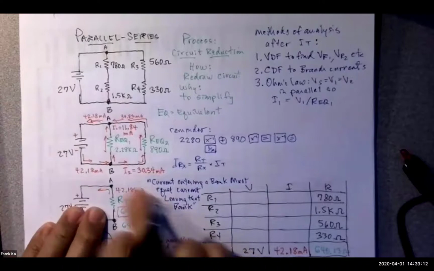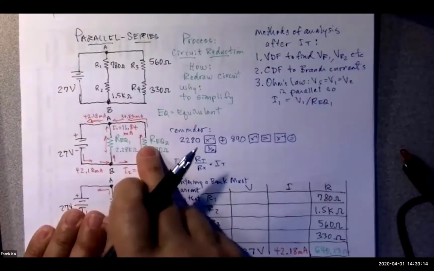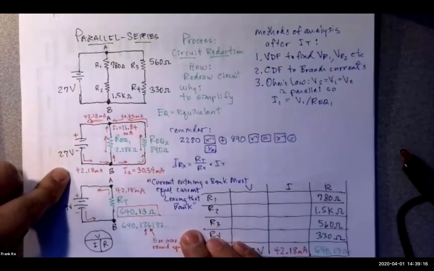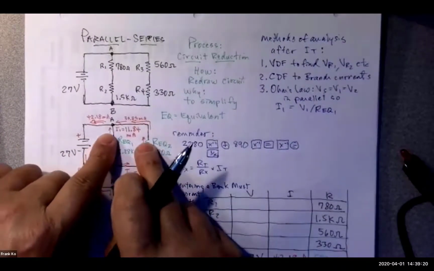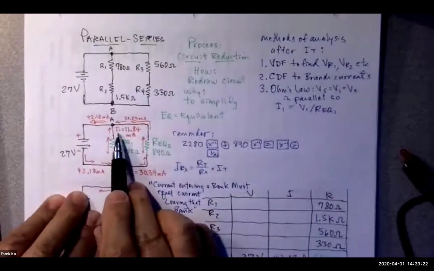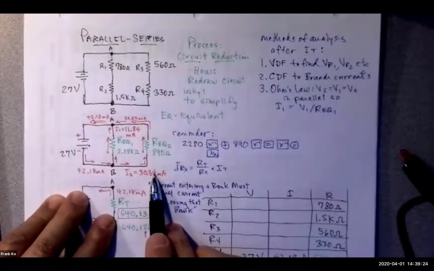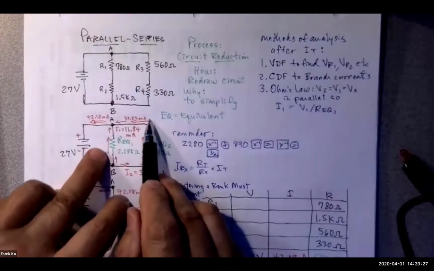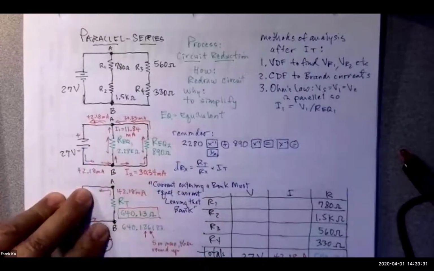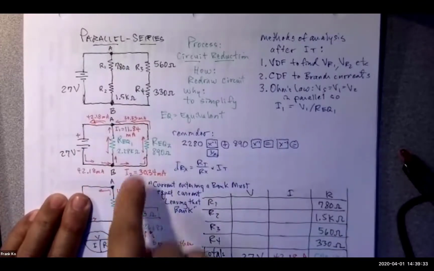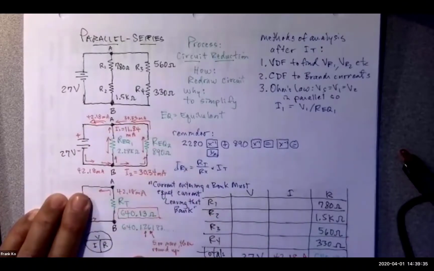So the bank is comprised of these two equivalent resistances. 42.18 milliamps is flowing in. It splits apart into these two branches to become 11.84 and 30.34 milliamps. At the top of the circuit, they combine and they do add back to the original amount of current going back to the source. Isn't this a marvelous thing?